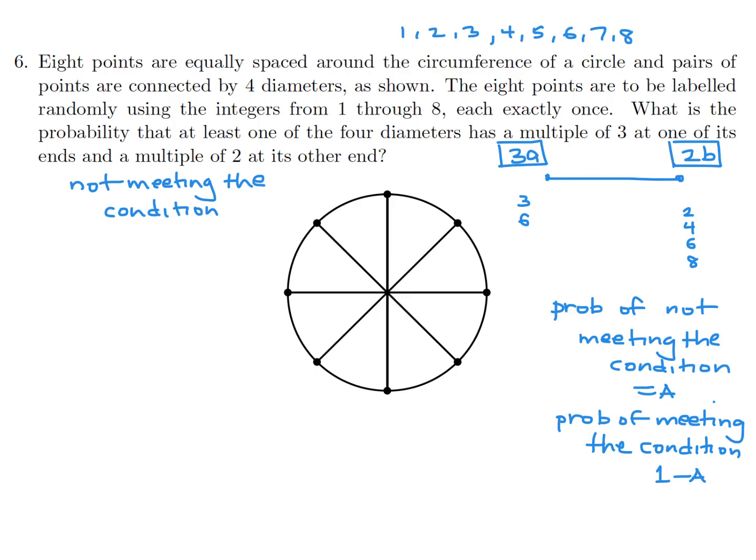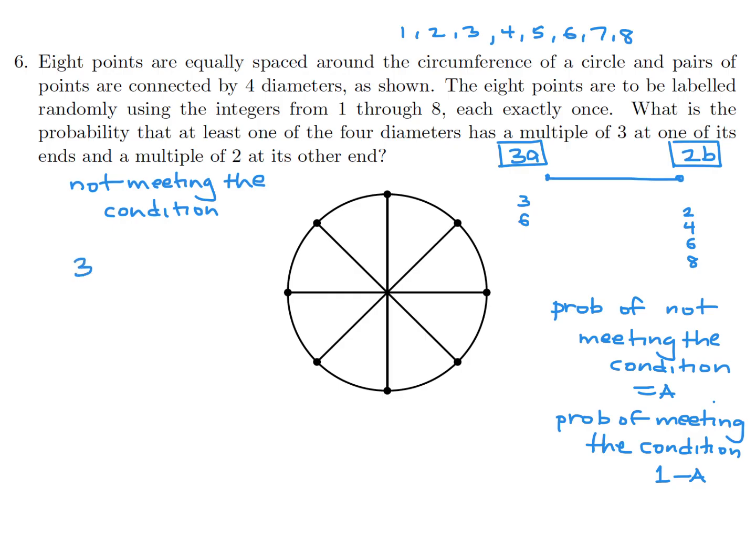So for example, if this is a 3, one side, the other side has to have a 2, something like that, or a 6 and a 6, or a 3 and an 8, that kind of thing. Not meeting the condition. Okay, what are some scenarios where you would not meet the condition?